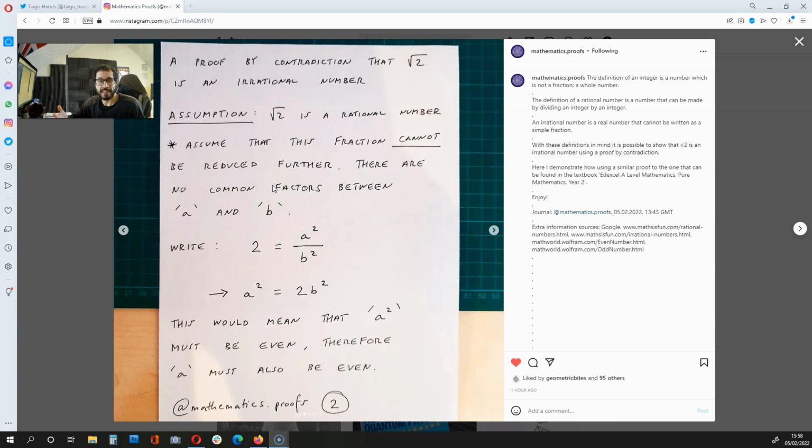So how do you start? Well, you make the assumption root 2 is a rational number. Then you also assume that this fraction cannot be reduced further. There are no common factors between a and b. So what you do is write 2 is a squared over b squared. And this is going to mean that a squared is 2b squared.